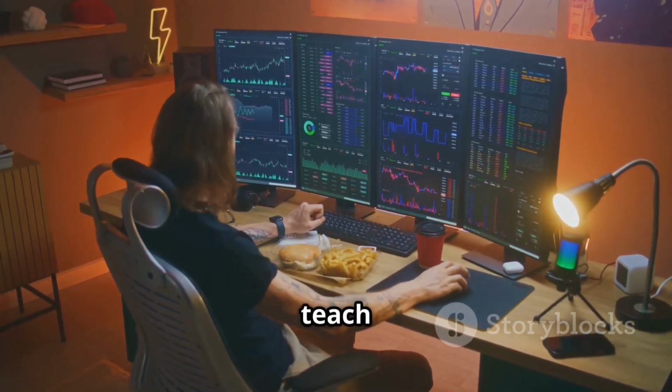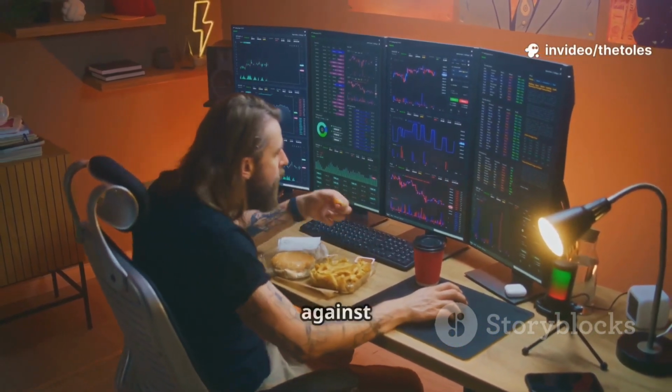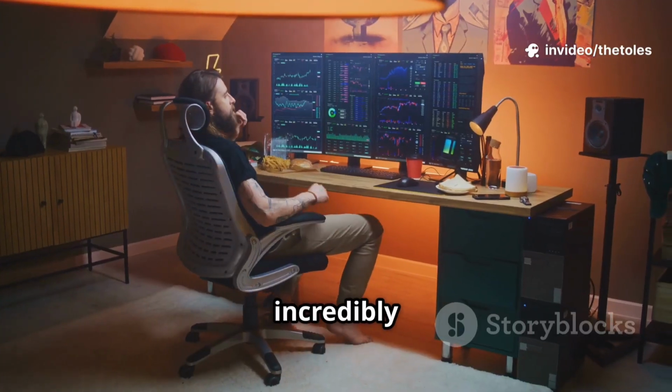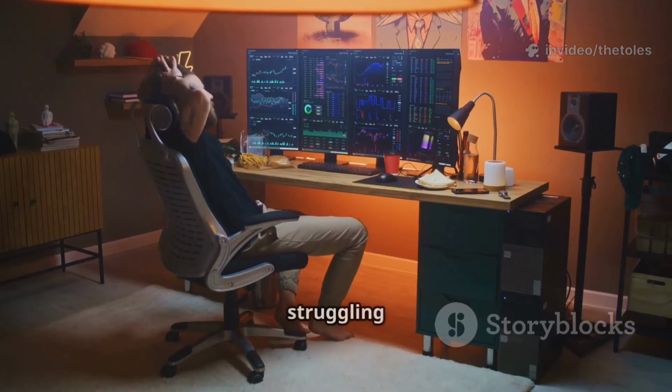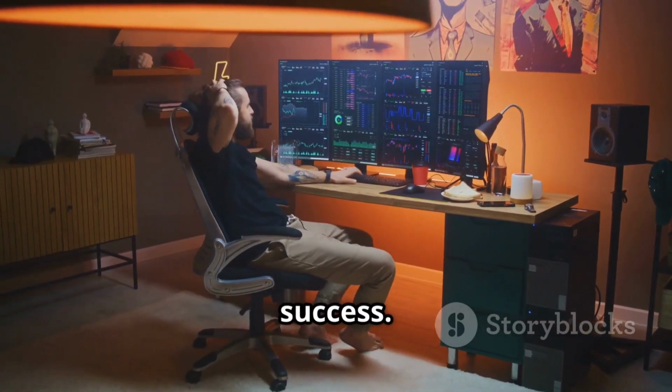It promises to teach you the real way the market works, letting you trade with the institutions instead of against them. This idea is incredibly appealing, especially for traders who have been struggling to find consistent profits and feel like the system is working against their success.